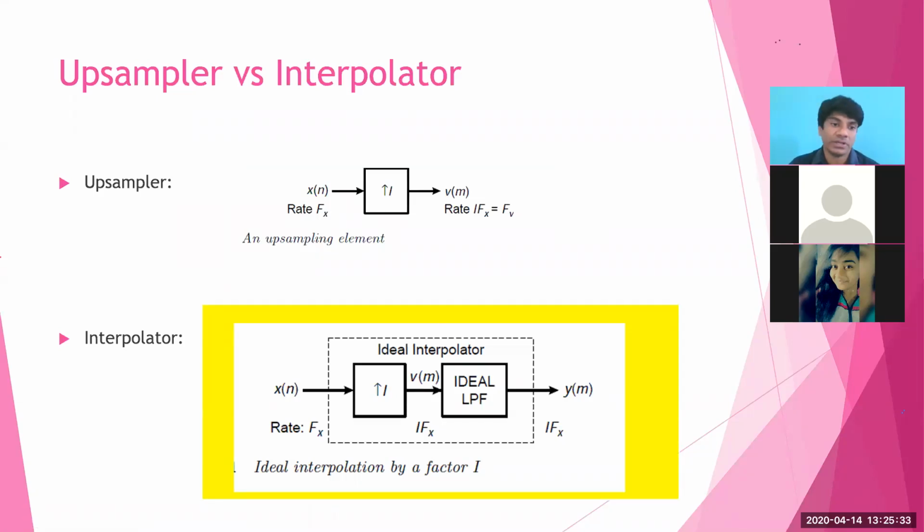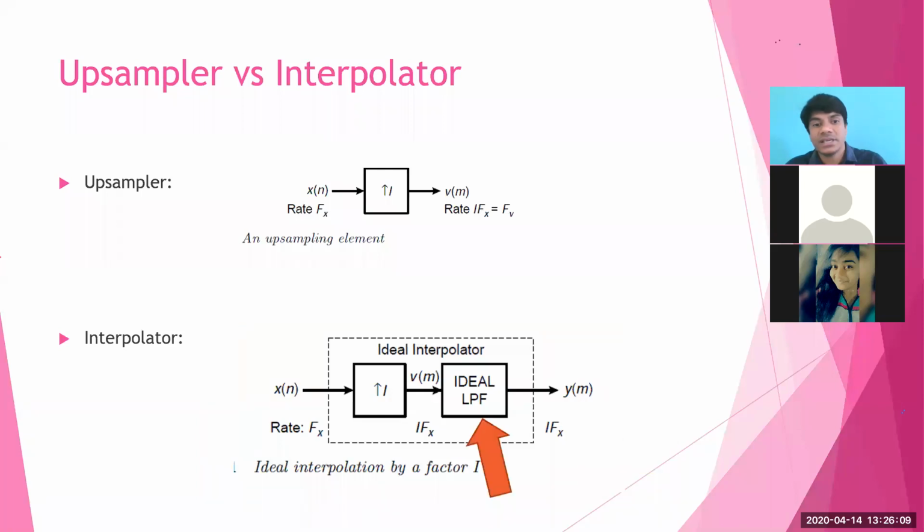Next we have the interpolator. So an interpolator is basically an upsampler followed by an ideal low pass filter. This ideal low pass filter has a couple of benefits. First, it will help us convert those zero samples into real samples, and second, it will help us remove those extra images. Just now we have seen that upsampling will generate I images, so it will help us get rid of those extra images, which we will see shortly.